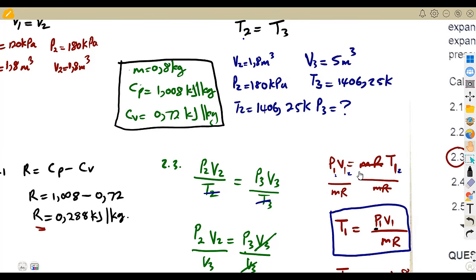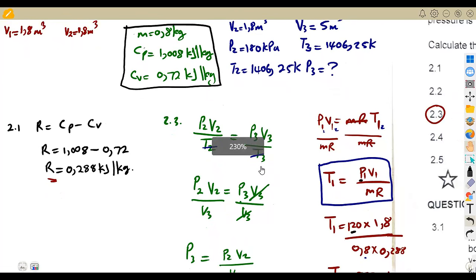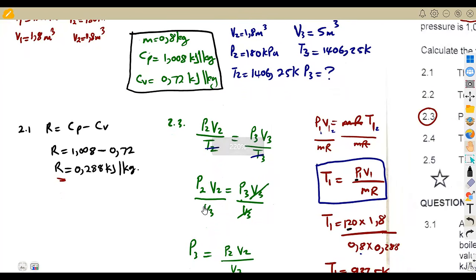All right, I want us to talk about this formula here, PV is equal to MRT. This formula, guys, answers a lot of questions, a lot of questions. Let us talk about this formula.